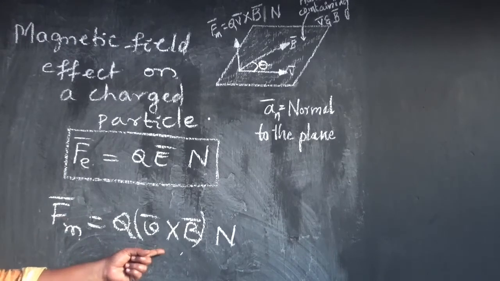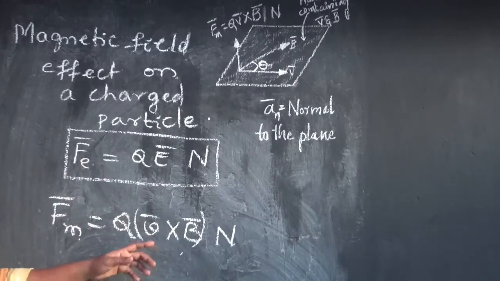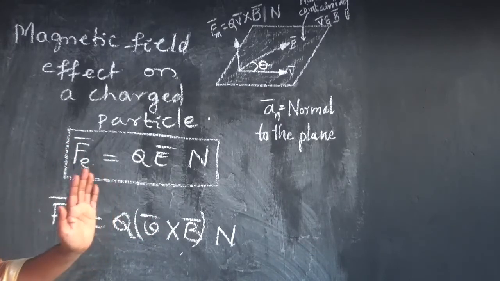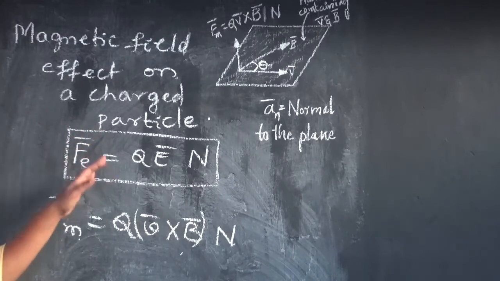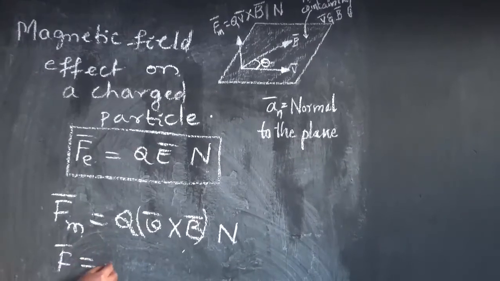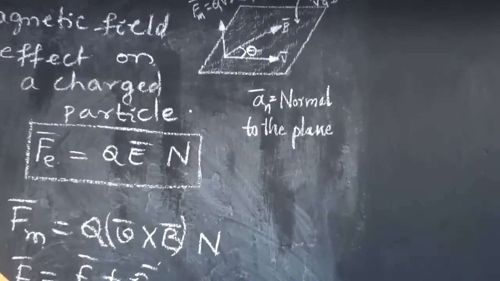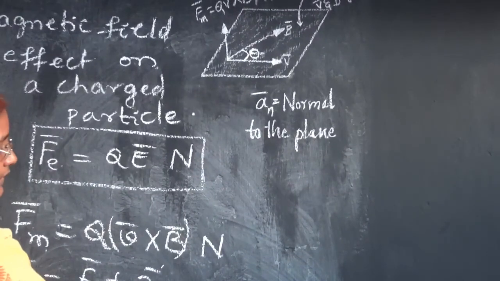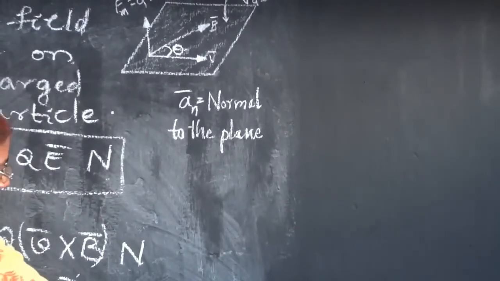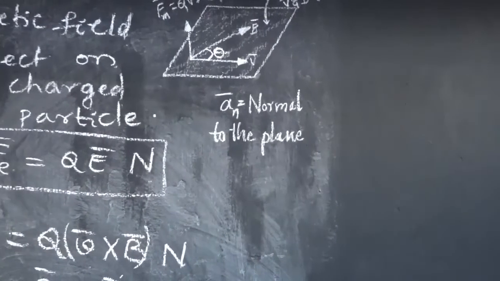The main thing you have to remember is there will be no effect of the magnetic field on the static charge. When the charge is moving, then only the magnetic field will have some effect. So what is the combined force? Combined force F bar is going to be Fe bar plus Fm bar, which is nothing but Q of E bar plus V bar cross B bar newtons. This is the combined force.